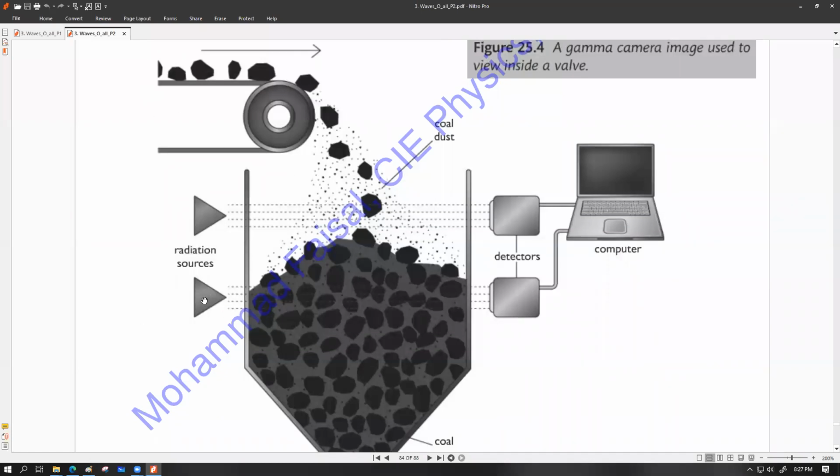We have set one gamma source over here, and we have a detector over here. Whenever the coals reach up to this level, because there will be additional medium other than the air introduced over here, the absorption of the gamma rays would be somewhat higher compared to in the atmosphere. So the moment the level goes up to this level, this detector is gonna start receiving a smaller amount of radiation, hence giving you the information without looking inside the container.